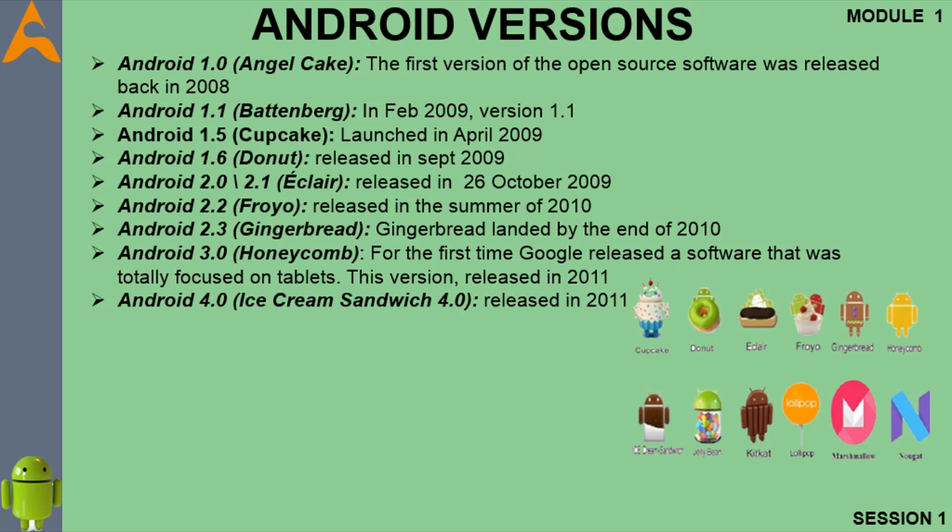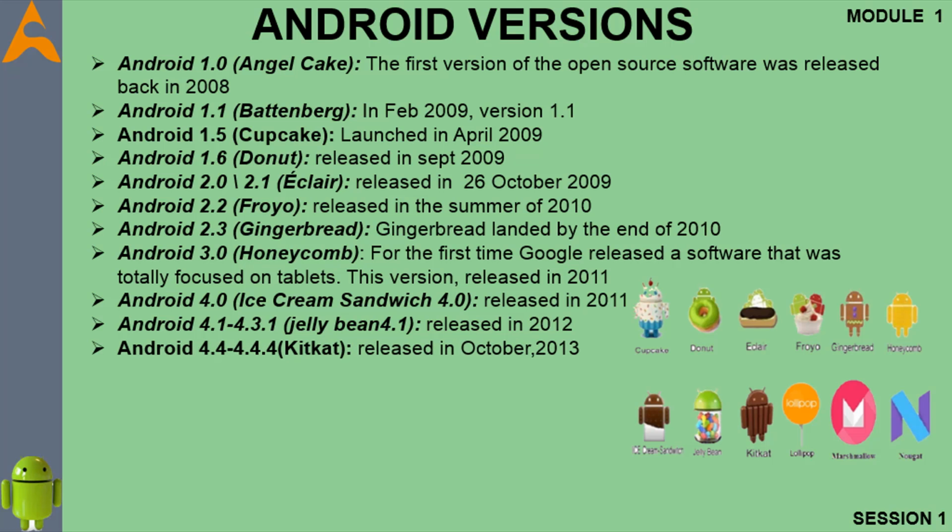Android 4.1-4.3.1, Jelly Bean, 4.1 released in 2012. Android 4.4-4.4.4, KitKat, released in October 2013. Android 5.0-5.1.1, Lollipop, released November 2014.